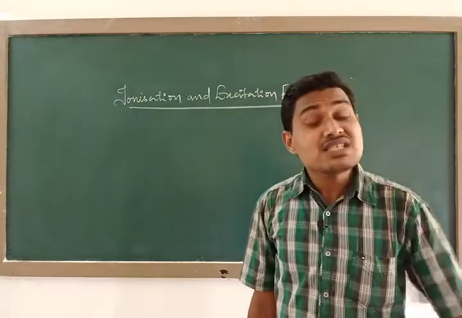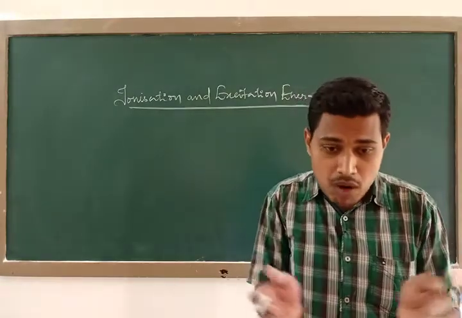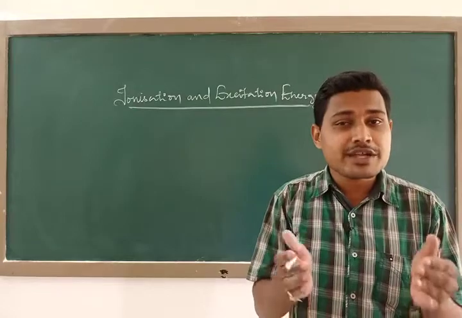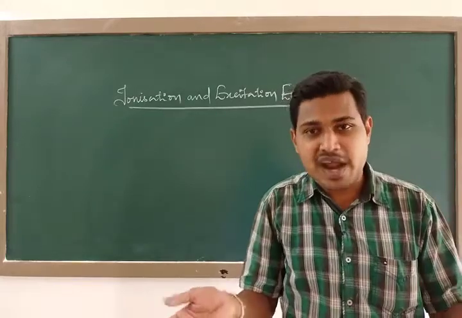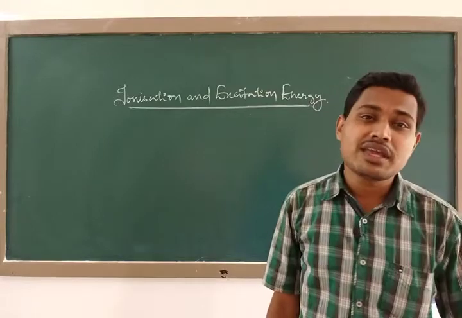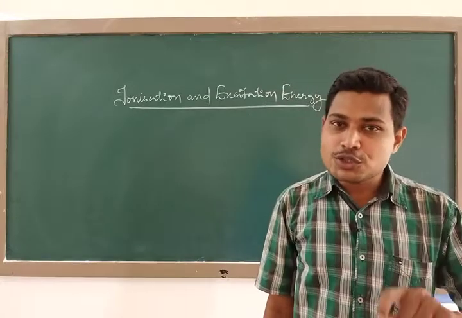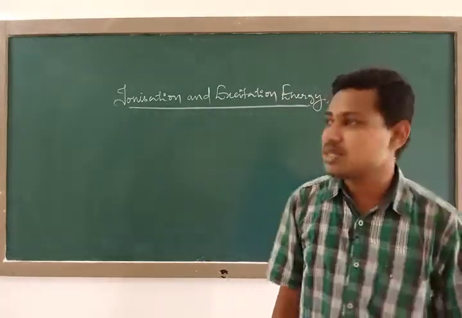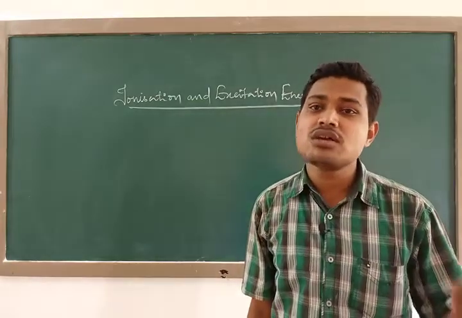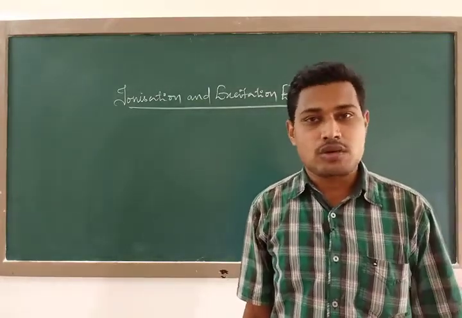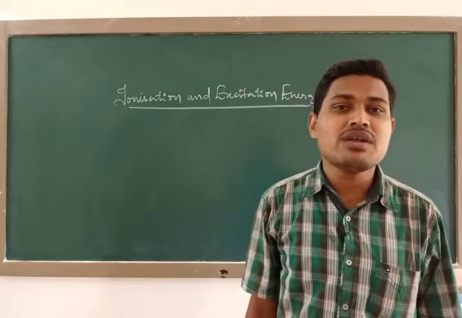Is it very easy to remove the electrons from the orbits of an atom? No. Why? Because electrons are bound by the electrostatic force of attraction of the nucleus. So to remove the electrons from the orbits of an atom, we must supply some amount of energy in order to overcome the electrostatic force of attraction. That energy we call what? Ionization energy. So what is ionization energy? It is the minimum energy that would be required to remove the electron from the orbit of an atom to infinite distance from the nucleus.